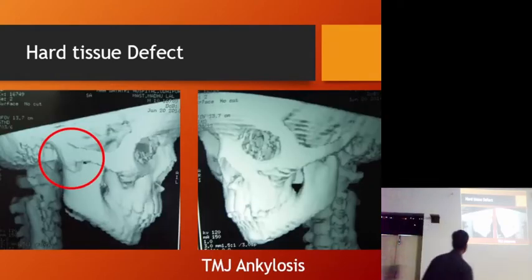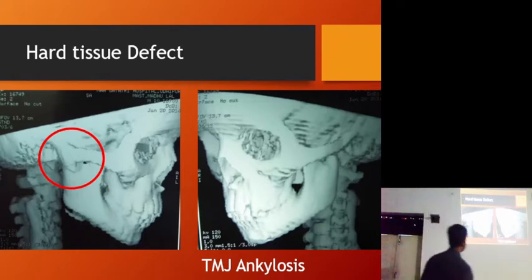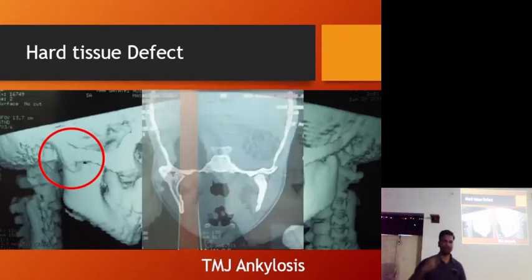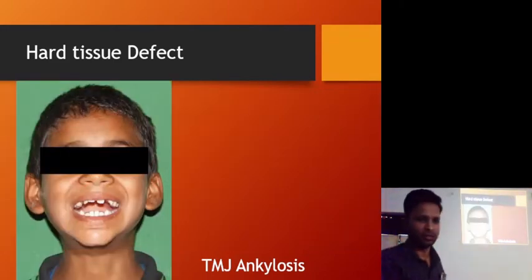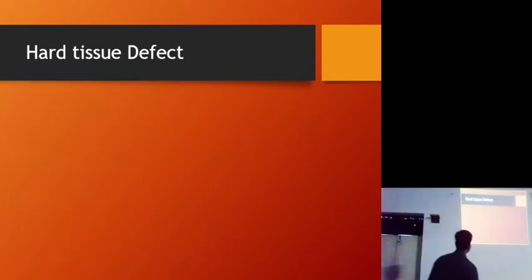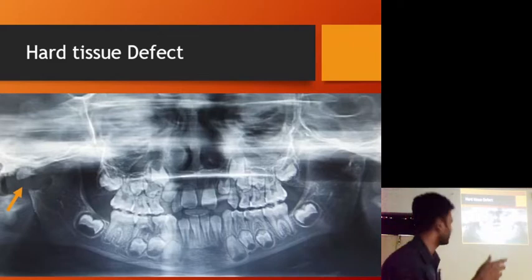Then we have TMJ ankylosis. TMJ ankylosis pata hoga, there is a fusion of the condylar head and the glenoid fossa. Because of that, there is impaired growth of the mandible on the affected side, and the mouth opening is reduced. So the management of TMJ ankylosis is gap arthroplasty. So we cut this condyle, we create a huge gap so that the mandible can move freely, right?